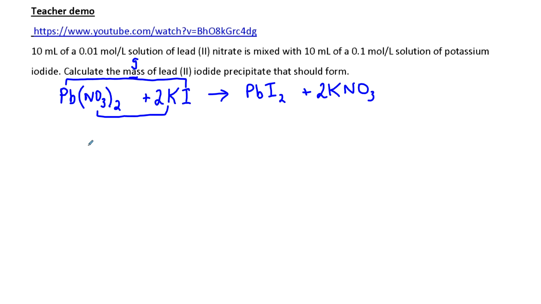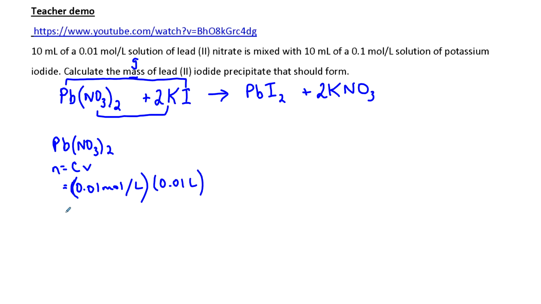So let's go to where we calculate the number of moles of each reactant. I'm going to start with the lead 2 nitrate, and I'm going to use n equals CV because I have the concentration and the volume of the lead 2 nitrate. The concentration is 0.01 mole per liter. The volume's 10 milliliters, and I want to express that in liters. So I get 0.0001 moles.